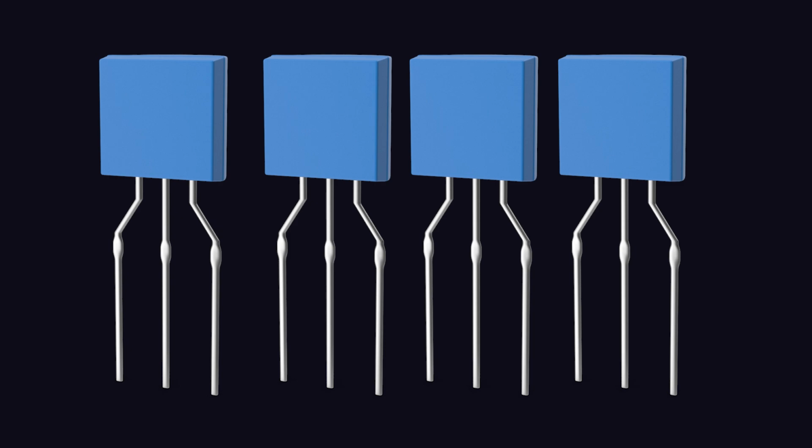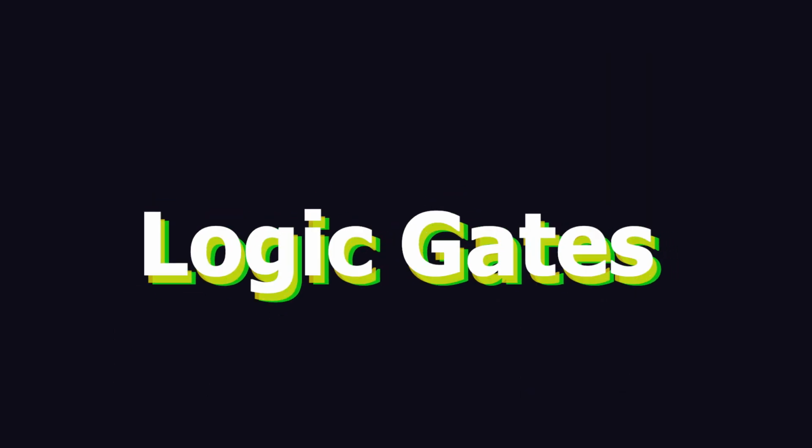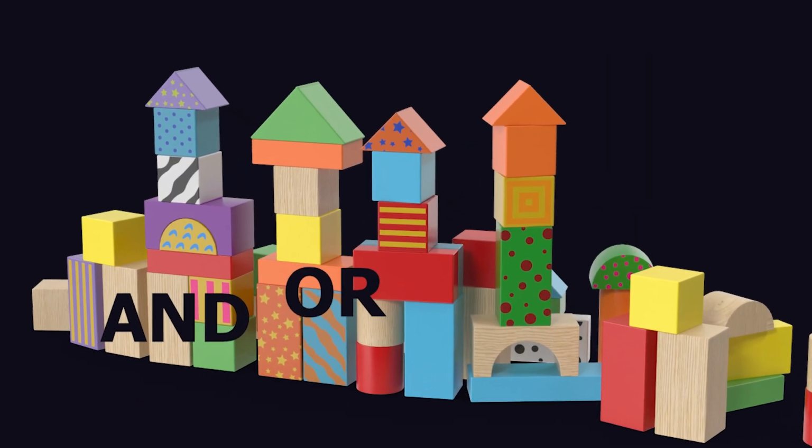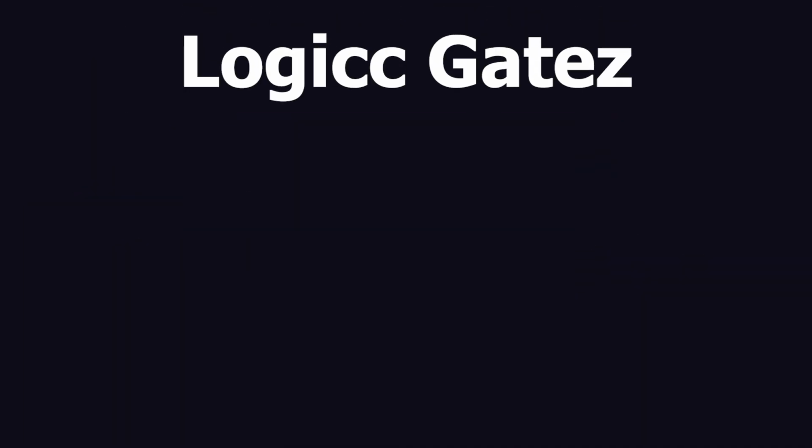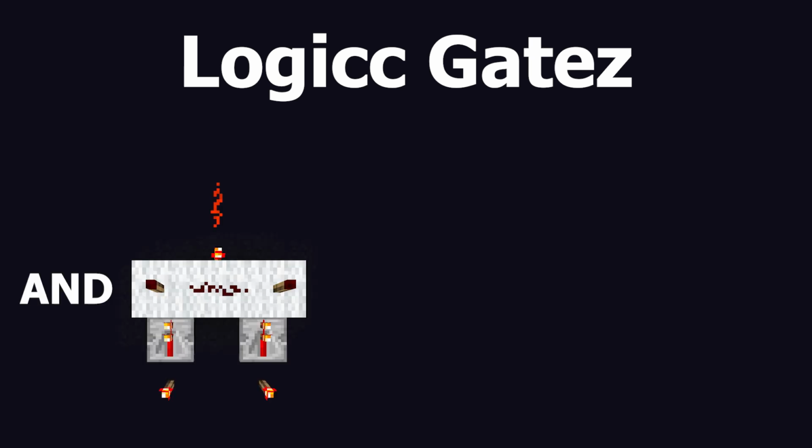Use many of these to create logic gates. These are the fundamental building blocks of most digital circuits. They can be used to add and subtract numbers, store numbers as memory, etc. The three basic logic gates are AND, OR, and NOT.